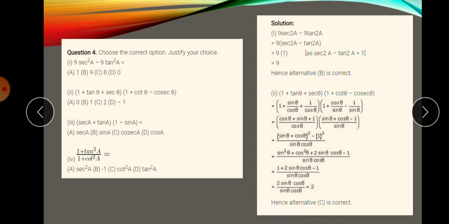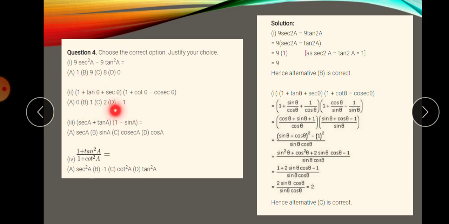Now next one is: choose the correct option, justify your answer. It is like the MCQs. 9 secant square A minus 9 tan square A. So here 9 is common. If you take 9 out, secant square A minus tan square A, we know the identity is 1, then the answer is 9, the first. Then option B is correct.